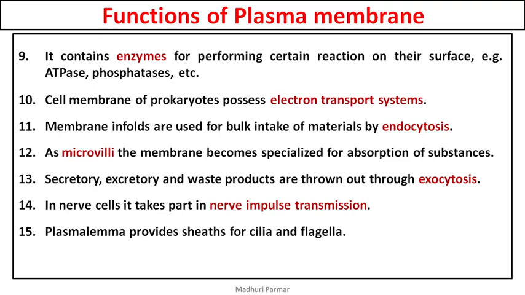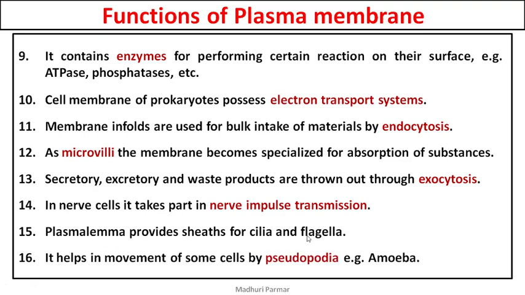Then plasmalemma, which is another name for plasma membrane, provides a sheath for cilia and flagella. This we will study a little when we study cilia and flagella. But in eukaryotes, the cilia and flagella are covered by a sheet of plasma membrane. So this is called plasmalemma. It helps in movement of some cells by pseudopodia, for example amoeba, which we have already discussed. So here we end the cell membrane. Okay, see you next time.